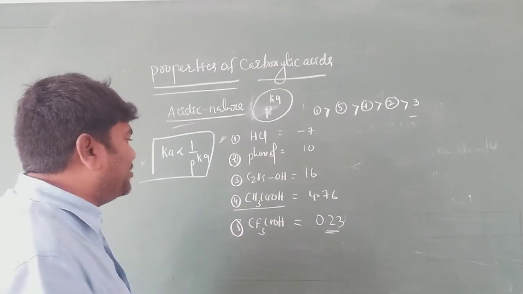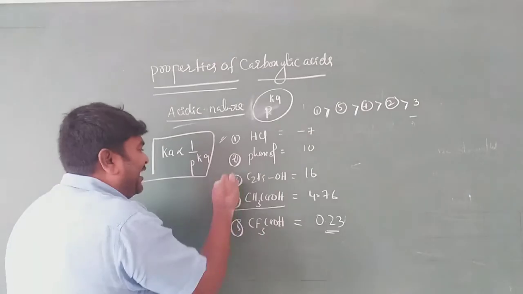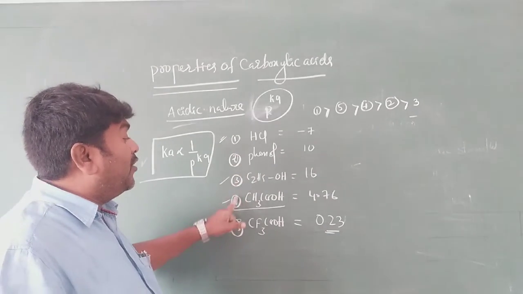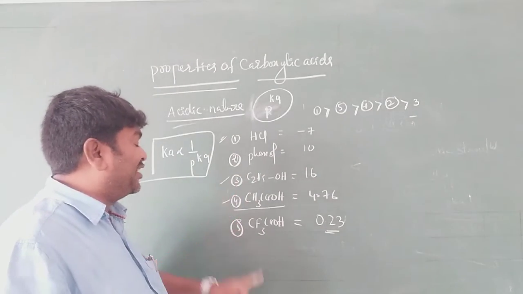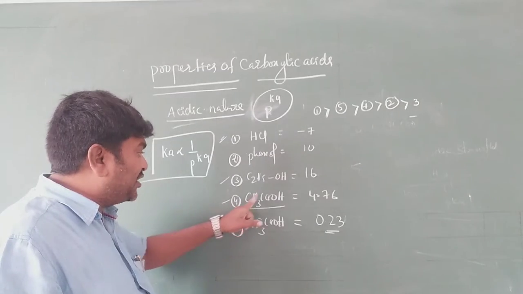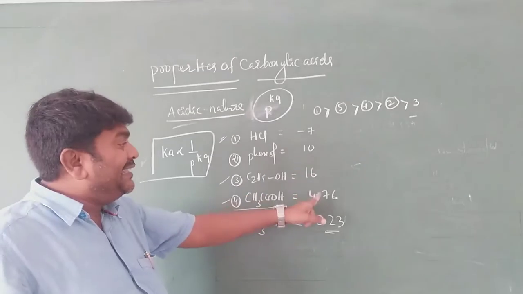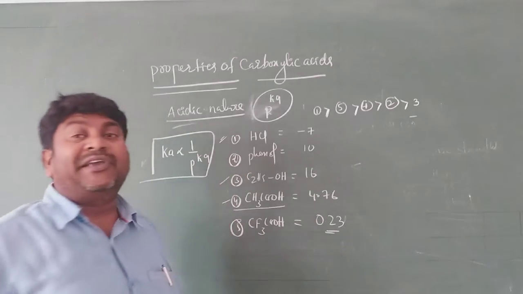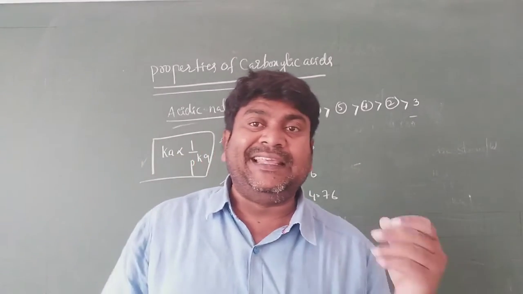Next, comparison between acetic acid and ethyl alcohol: which is more acidic in nature? CH3COOH has the least pKa value. That's why CH3COOH is a stronger acid than ethyl alcohol.